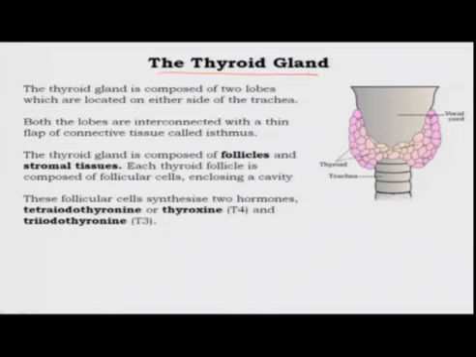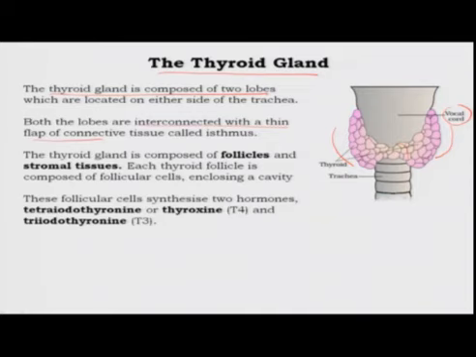So, the thyroid gland is located in your neck region. So, if your vocal cords are here, then there are two lobes of the thyroid gland which are placed on either side just below the vocal cord. The lobes are interconnected with a thin flap of connective tissue called the isthmus, which is present in the middle.